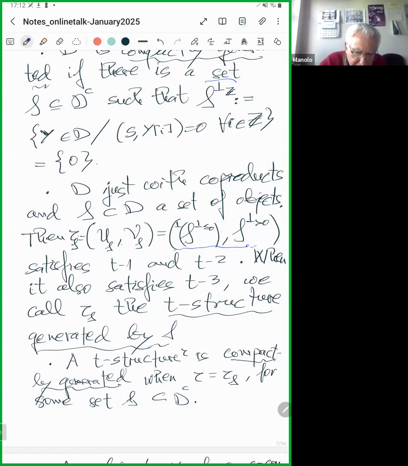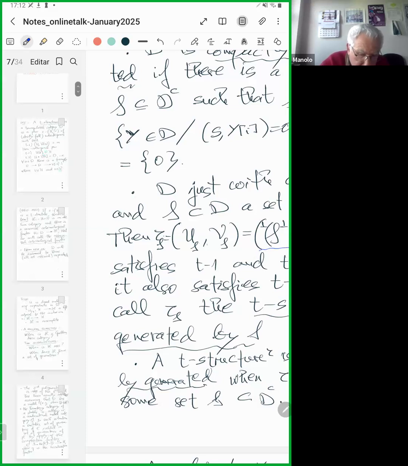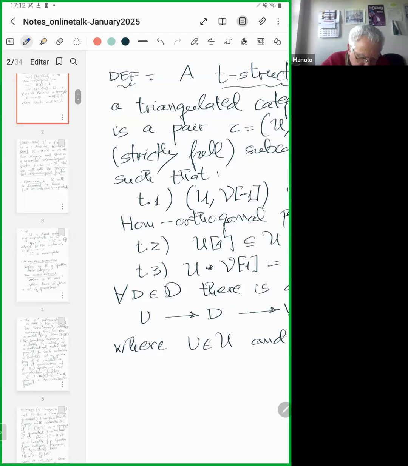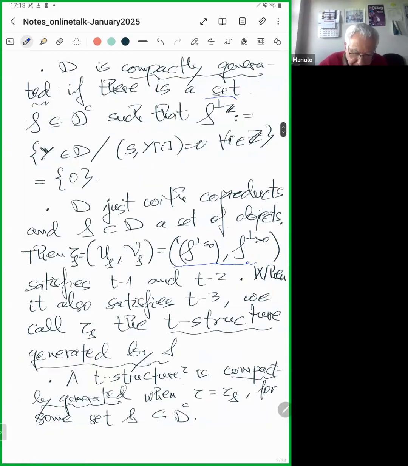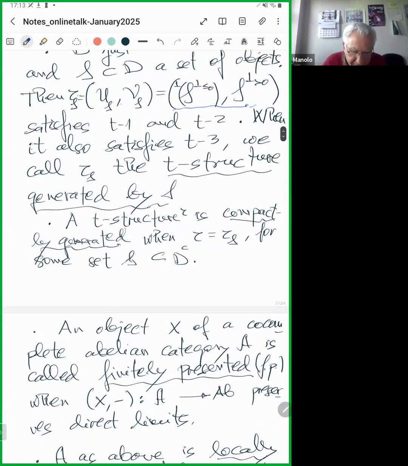Remember, it meant that any object in the category is in the center of a triangle of this sort. So that is not guaranteed for the orthogonal pair that I just introduced. But when it is a T-structure, when you have this property T3, this T-structure is called the T-structure generated by S. So a T-structure is compactly generated when it is generated by some set of compact objects.